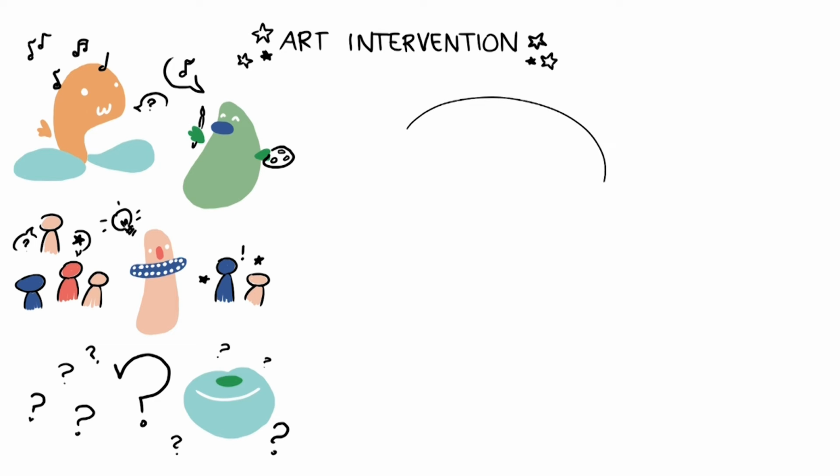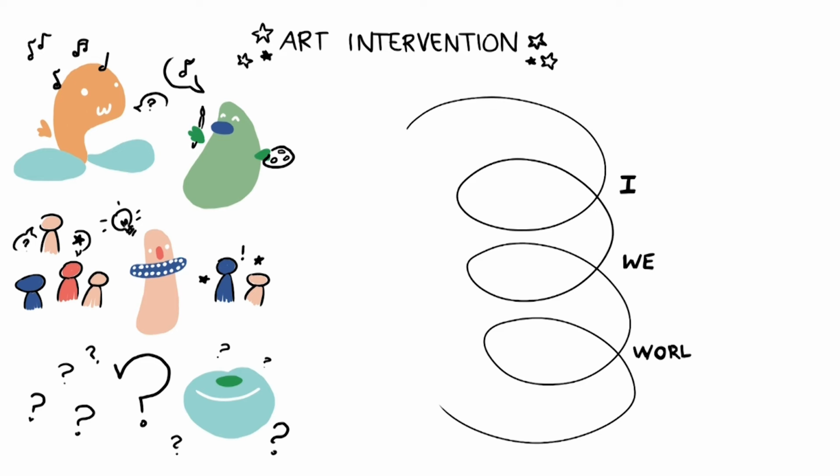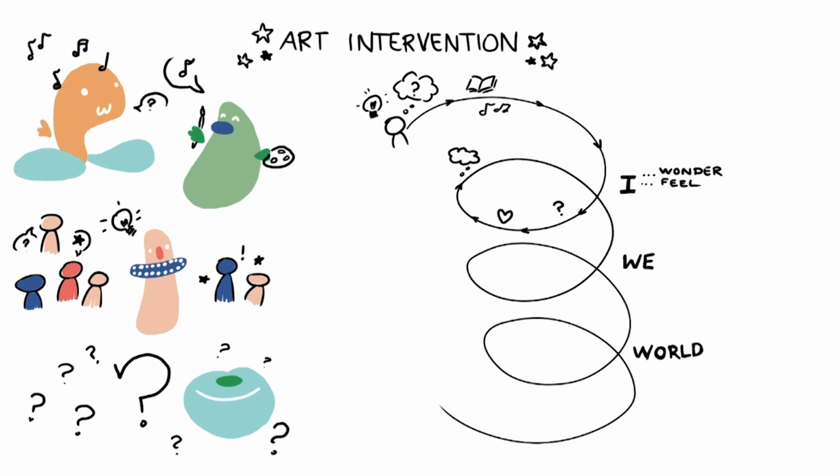The model on how to make an art intervention is simple. It follows a progress from I to we to the world. First, we engage children in making an artistic or creative experiment based on something they imagine, feel, question, or maybe a story they want to tell. The children ask themselves, what do I wonder? What do I feel? What do I imagine? What do I want to tell or do?